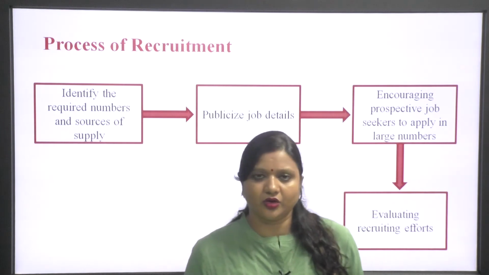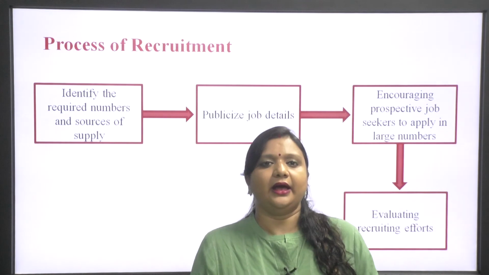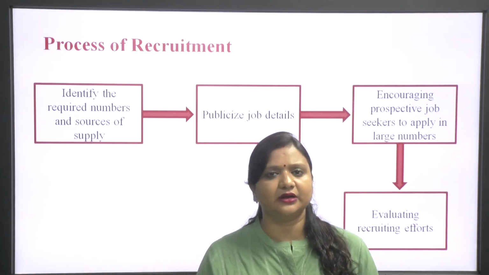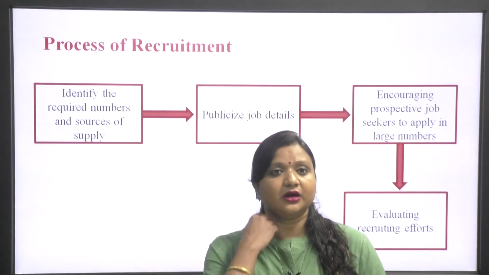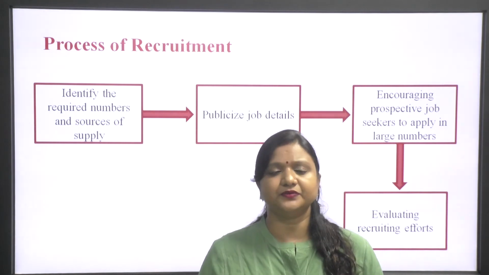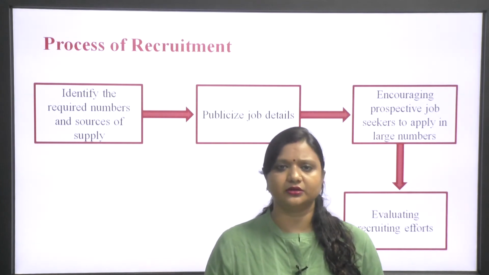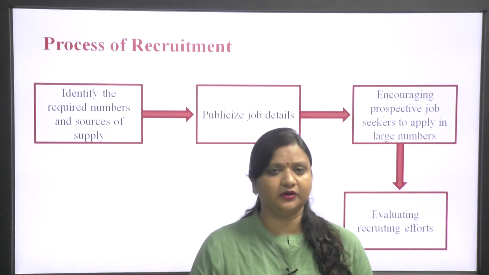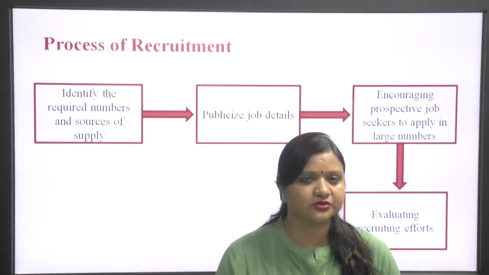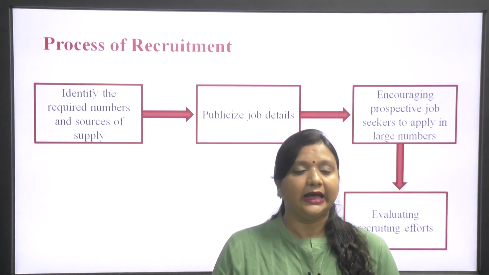If the organization finds that they do not have the adequate skill set in their organization, they go to hire outsiders. There are different methods under external sources of supply, like campus recruitment, headhunters, consultancies, and government agencies. We will discuss them in the next part of recruitment. So, the first step of the process of recruitment is all about identifying the required number and the sources of supply.